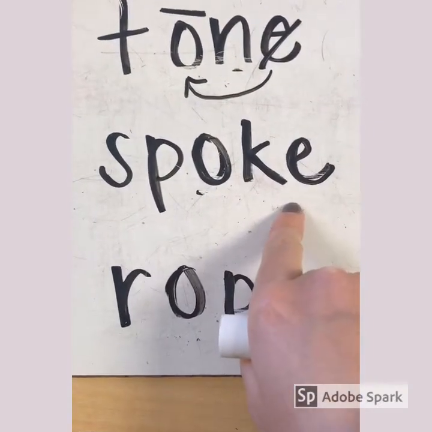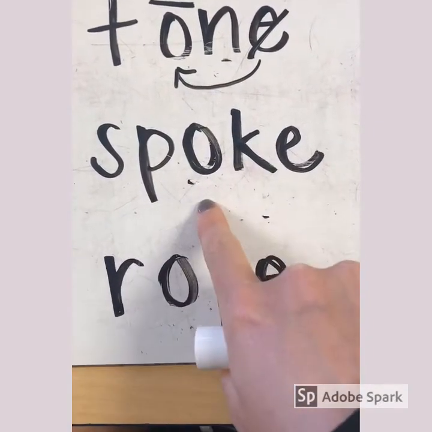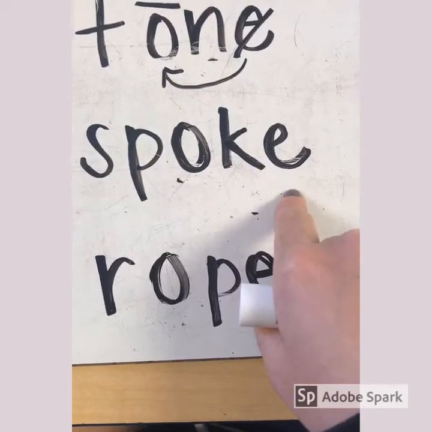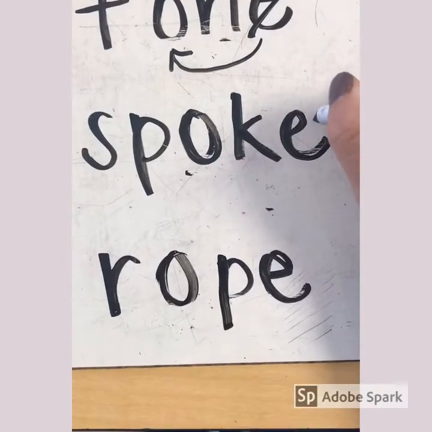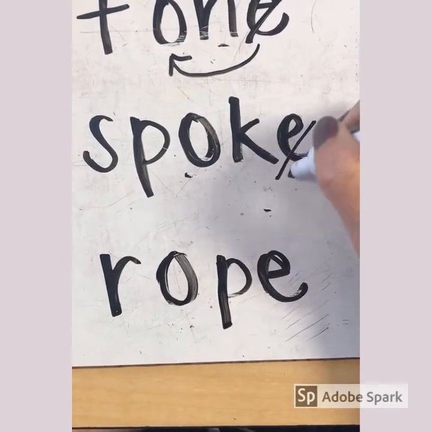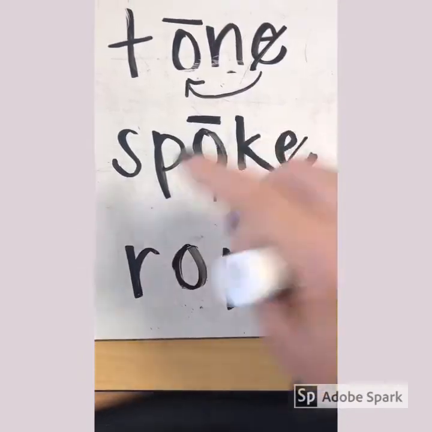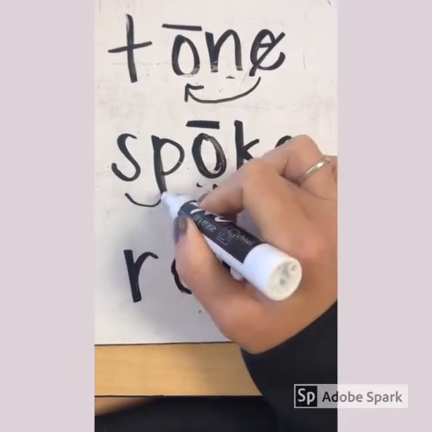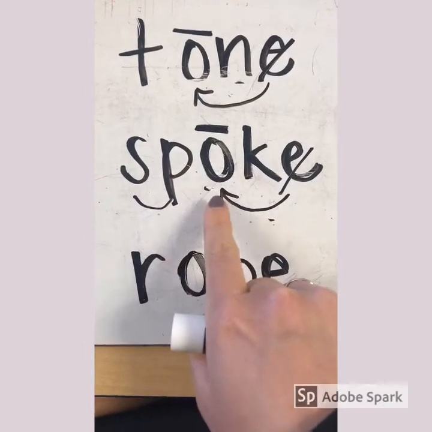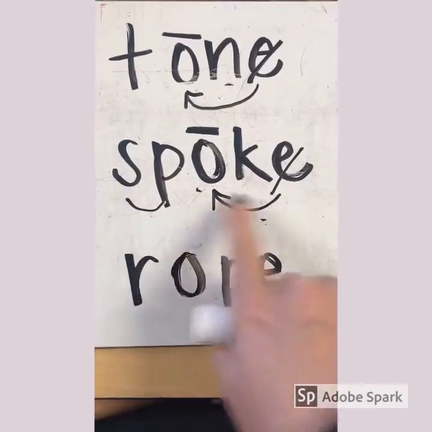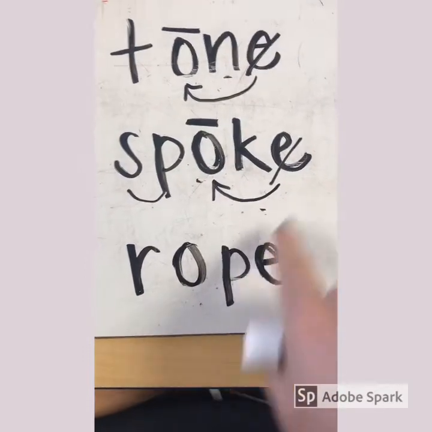Do you see a vowel in the middle? Yep. Followed by a consonant? Yep. So that means this is probably going to be a sneaky E, so we're going to cross it out. The E scares the O, makes it sound long, and we know this is a blend. Spoke. Okay, let's look at this last one here.